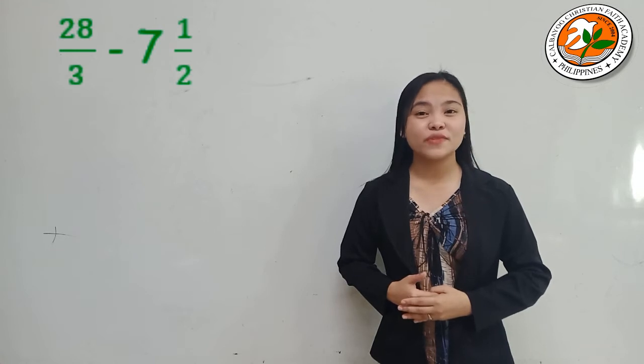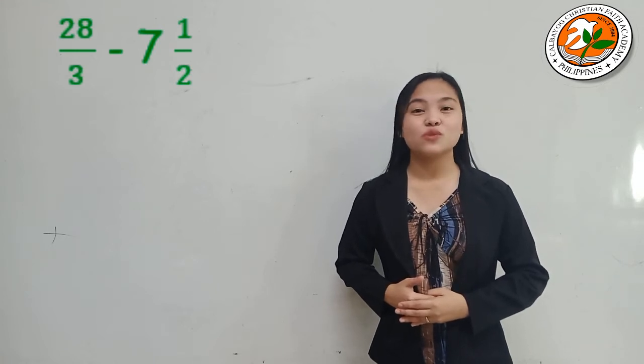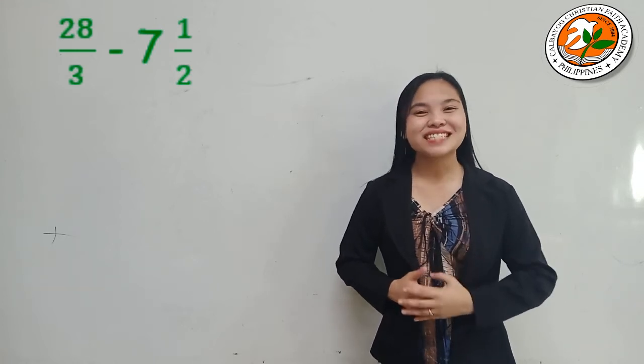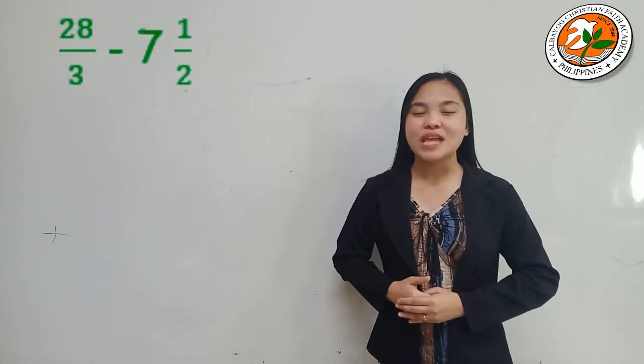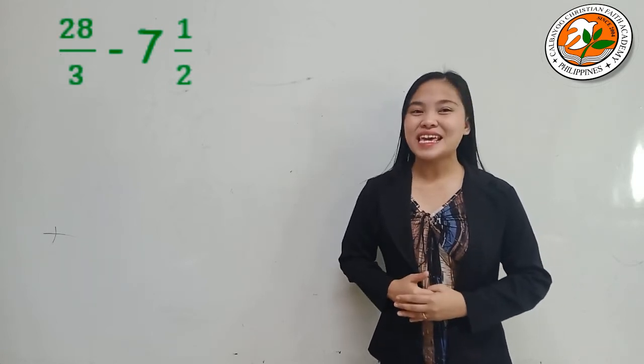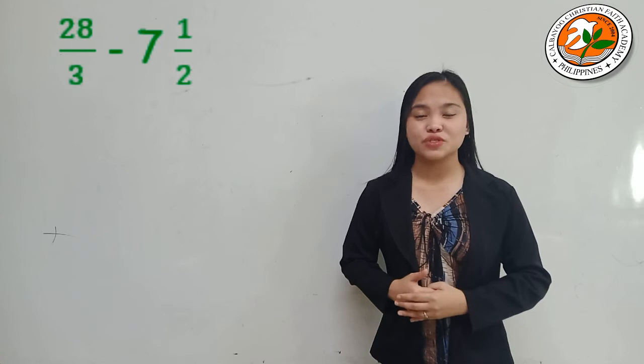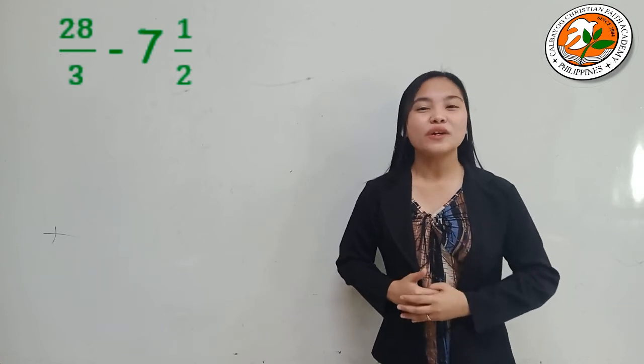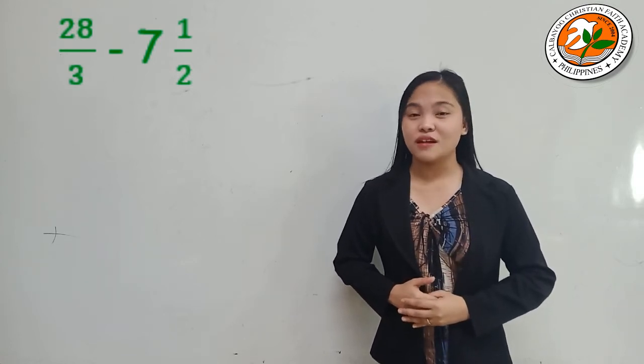So another example. Find the difference of 28/3 minus 7 and 1/2. So following the steps that we have, first, let's find the LCD of 3 and 2. In finding the LCD, we need to get the multiples of a number.